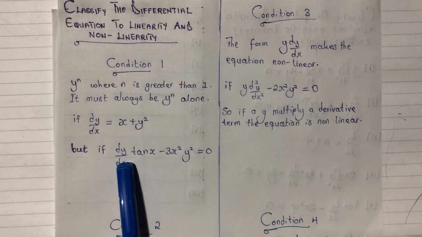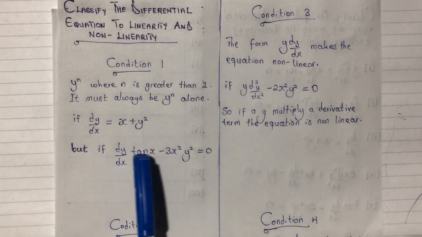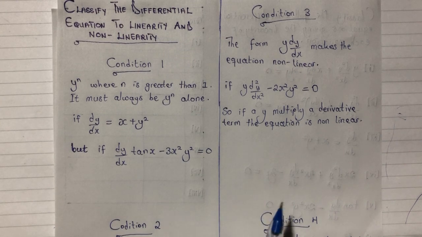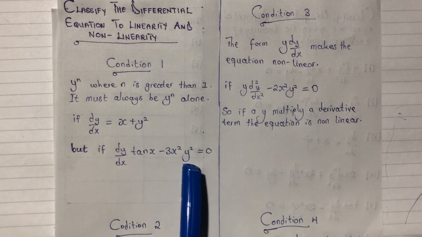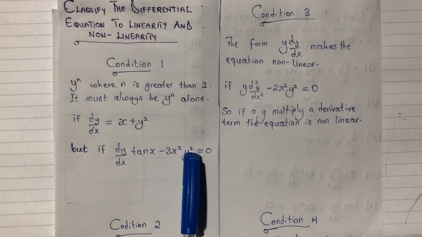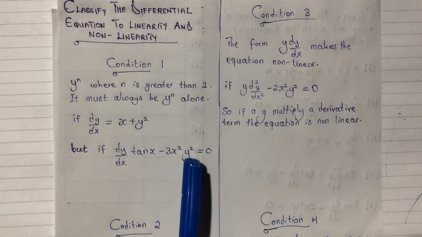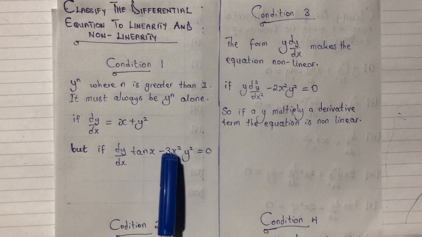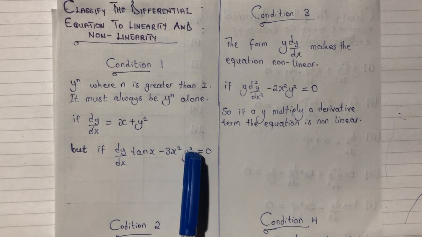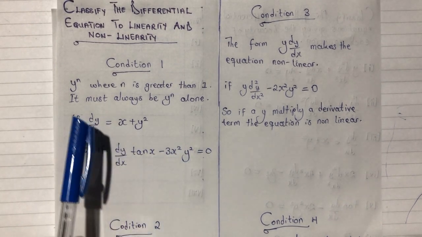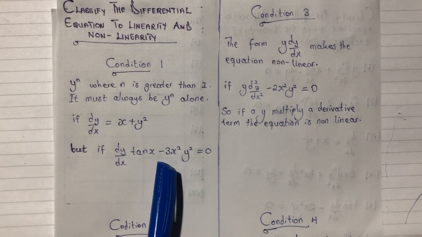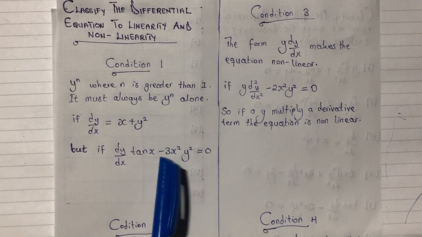Okay, so I have another example here. dy/dx tan x minus 3xy, y squared equal to 0. When you look at this one carefully, we have y raised to the power n. n is greater than 1, but however, y is not alone. We have minus 3x multiplying y raised to the power n. So this does not qualify the first condition. And so this equation is a linear differential equation.